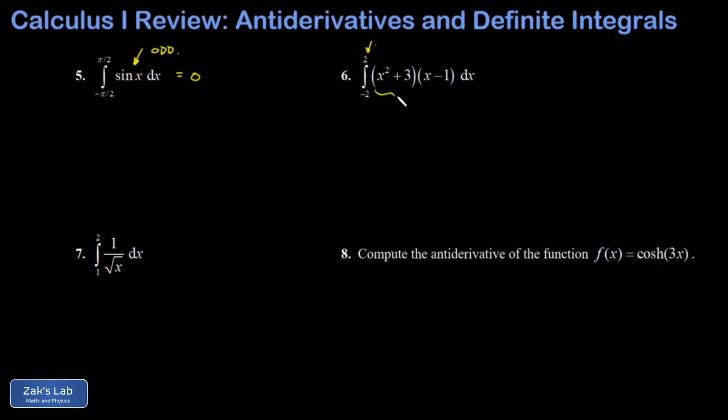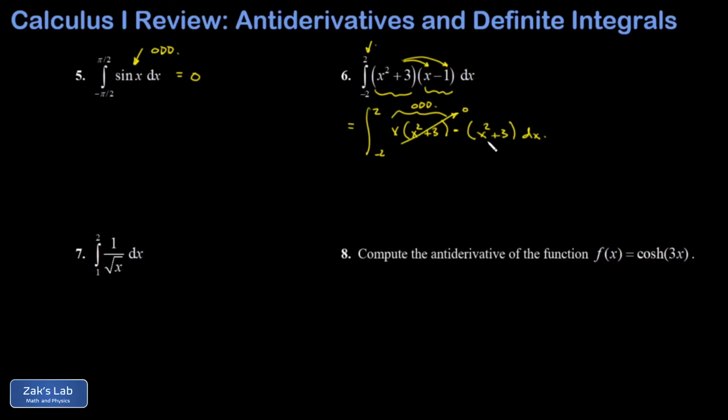And x squared plus 3 is an even function. X minus 1 is not even or odd. It has some of both. And so what I'm going to do here is distribute the x squared plus 3 over these two terms. And now this first chunk is a product of an odd function and an even function, and I know that gives me an odd result. So if I split off that chunk as a separate integral and integrate from -2 to 2, I know the result is going to vanish, so I can ignore that whole piece.